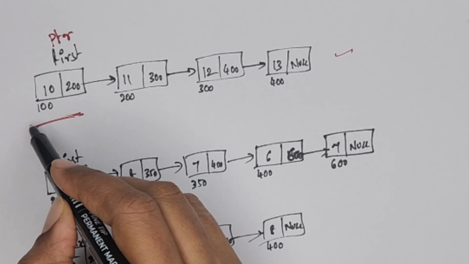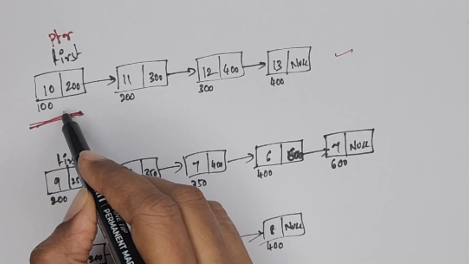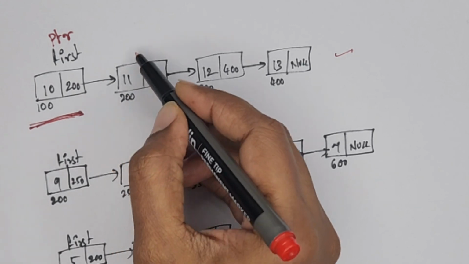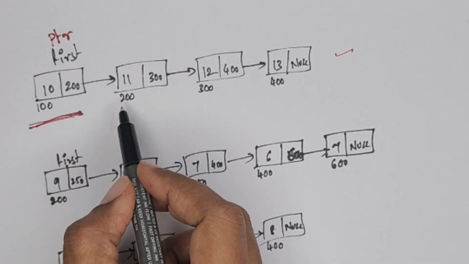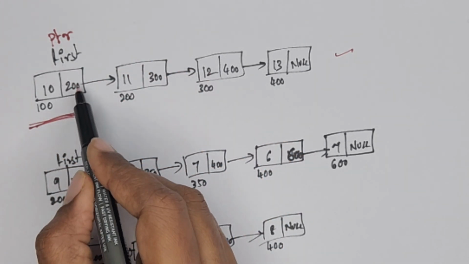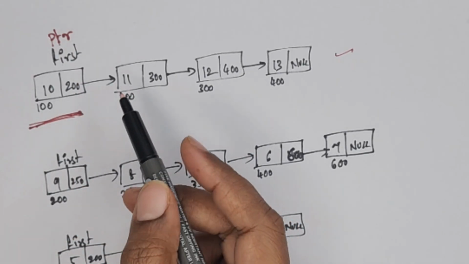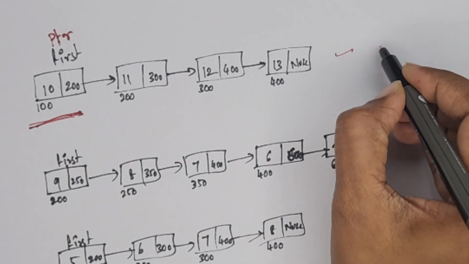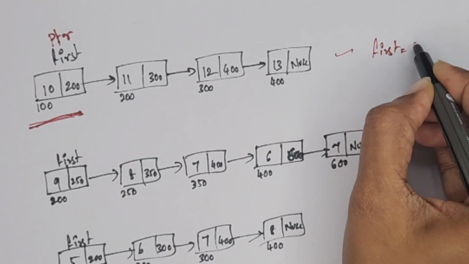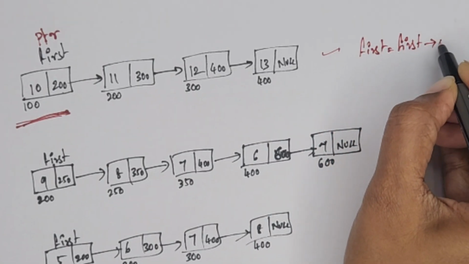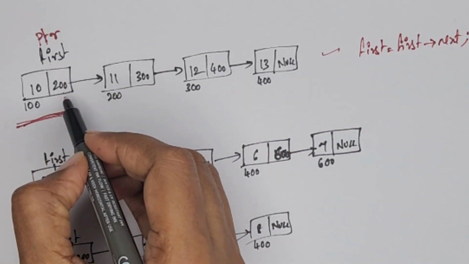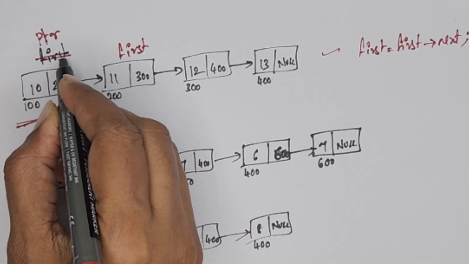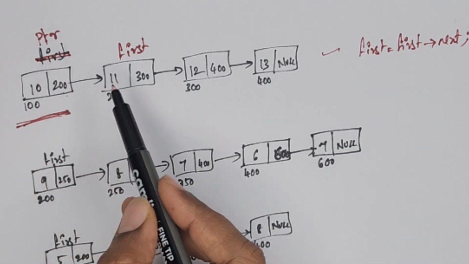If you want to remove this node, after removing, the next node becomes the first. So now 200 is assigned to first. Where is 200? First of next, or PTR of next. Both are the same. So first of next is assigned to first: first equals first of next. What is first of next? 200 is assigned to first. Now first is 200, not 100. This is PTR, this is first.